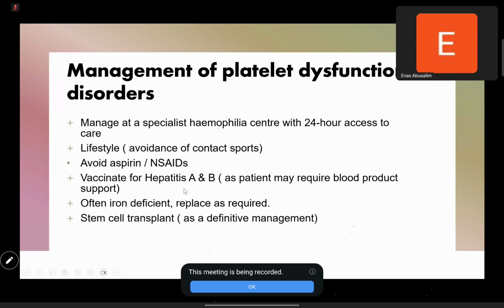It's important that these patients receive hepatitis B vaccination because they have a bleeding disorder, so they're more prone to having blood products in the future. So it's to prevent any blood-borne viral infections.